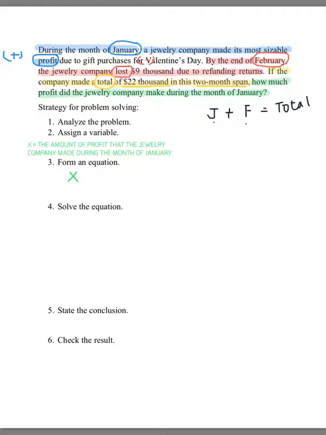And the next thing is we're going to talk about what happened in February. Well, in February, they suffered a loss. So in February, the only way to demonstrate loss is through a negative sign. And then we're going to have the 9.